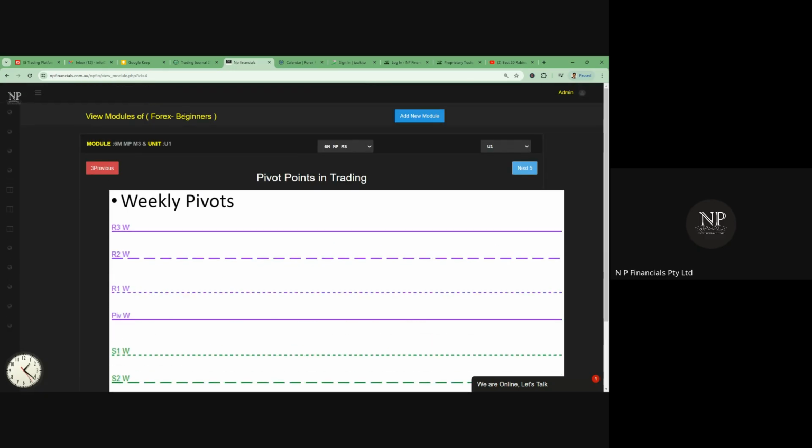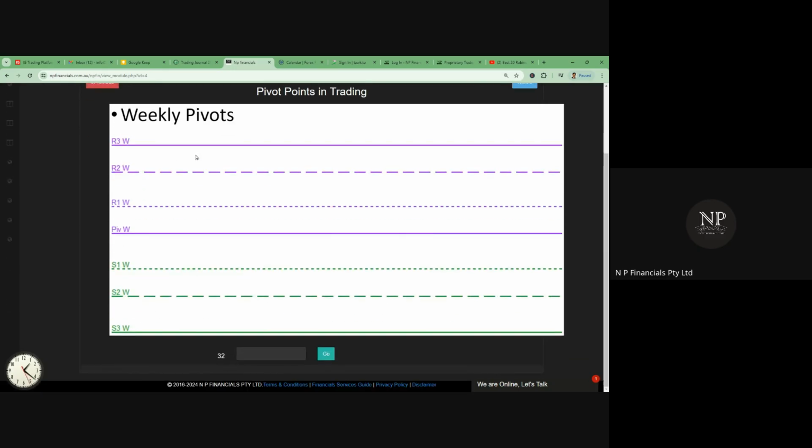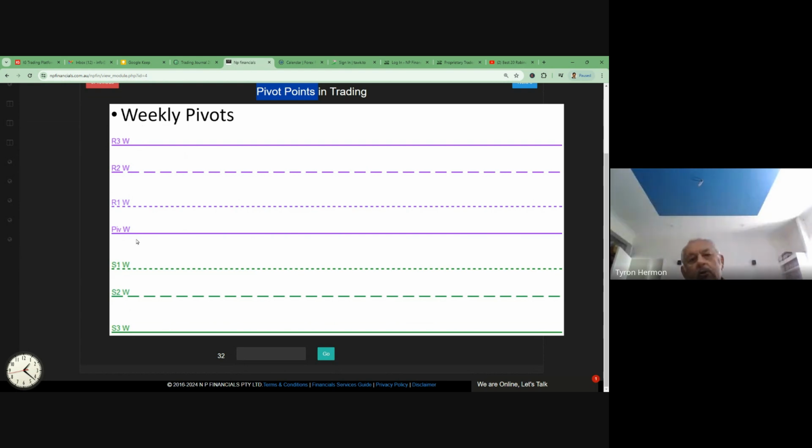Now we are in beginners, then we'll go to advanced and then professionals. But since we are discussing the pivot point, it is good to know. And also for weekly pivot, we have pivot weekly in purple color just to segregate between the monthly and the weekly. Then we have R1W, R2W, R3W, R4W, resistance 1, 2, 3, 4 for the week. So now we're talking about weekly pivots.